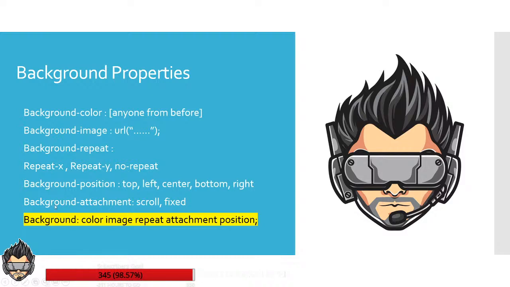This one code does everything. The first one is background hyphen colon. You say what color you want. The second one will be what image you want. The third will be how you want to repeat it on the X, Y, or you don't want to repeat it. The fourth one will be the attachment. The fifth one will be the position. See, all these things together are done in the same syntax itself.